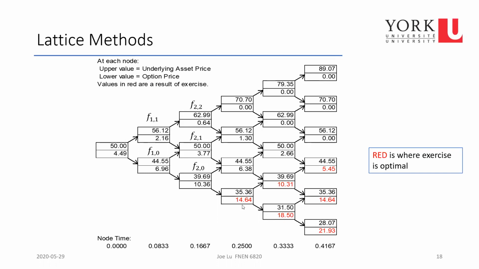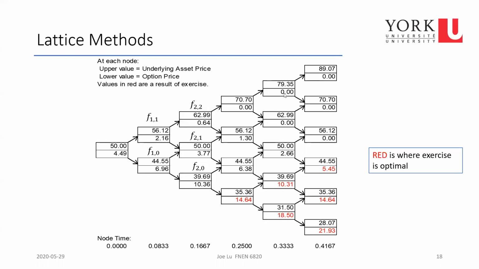This one too, the immediate exercise value is better than the expected value of the payoff in the earlier one, so we exercise. However, for situations like this, the expected value from here and here is actually better than the immediate exercise value. Because you see that the immediate exercise value will be 0, but your option has a positive number if you wait. Okay, same thing here.